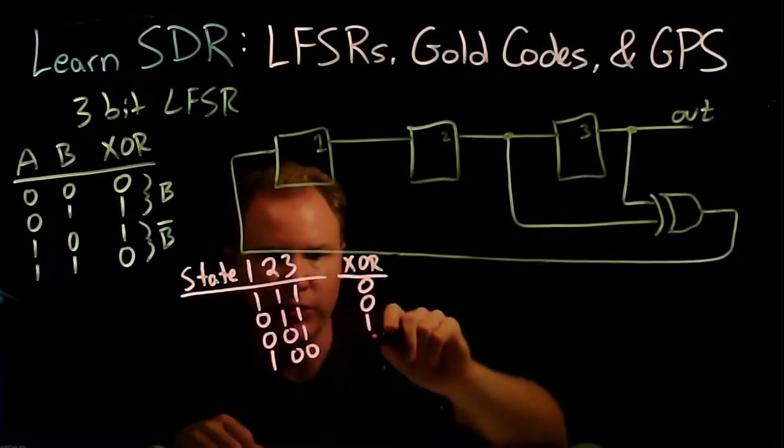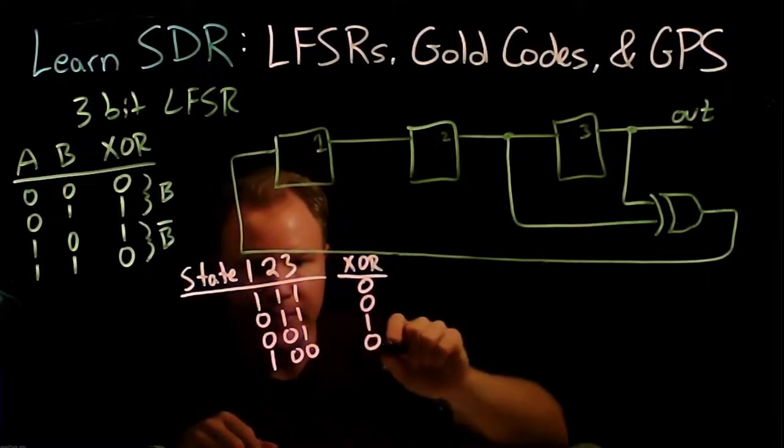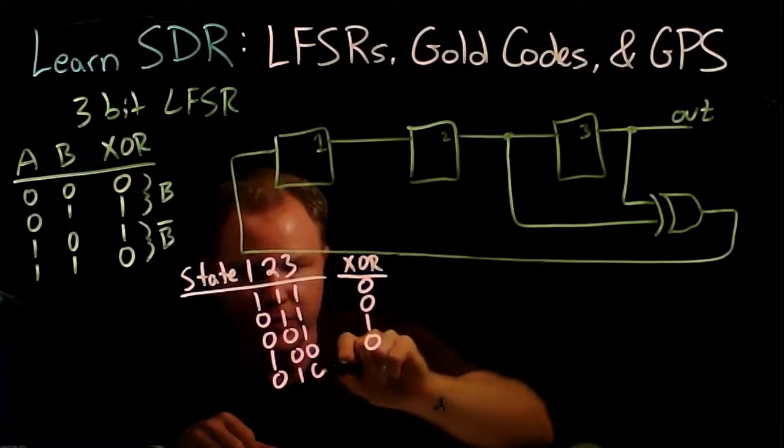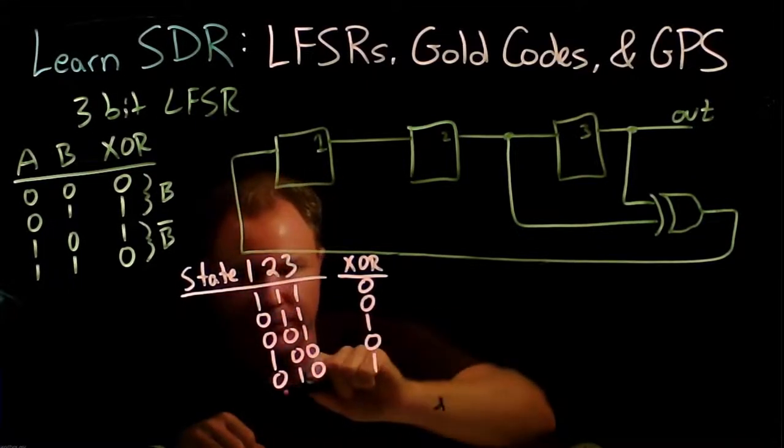And our new XOR is going to be zero. XOR of zero and zero, zero. Then this is going to become our new input. Everything's going to shift over. That one moves here. That zero moves there. And new XOR is one. This becomes our new input.